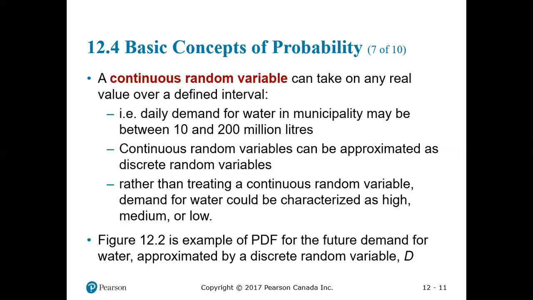So rather than treating it as a continuous random variable, demand for water could be characterized as high, medium, or low. So if we set it to be high, medium, or low, then it becomes discrete, and we're no longer looking at a continuous distribution. So figure 12 is an example of a probability distribution function for the future demand of water approximated by using discrete random variables.